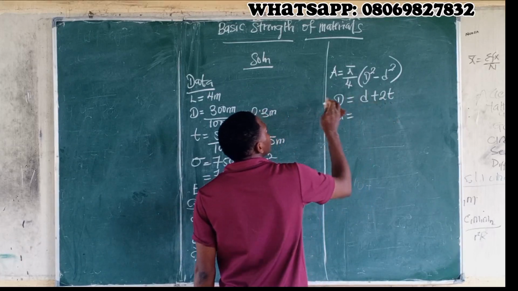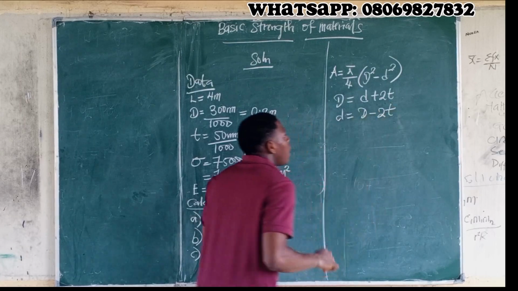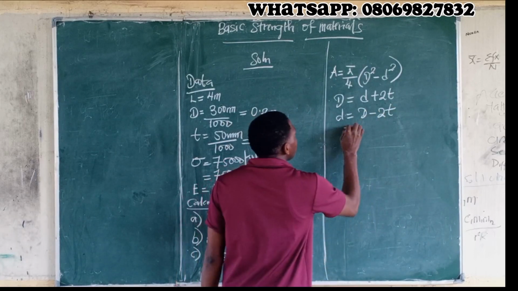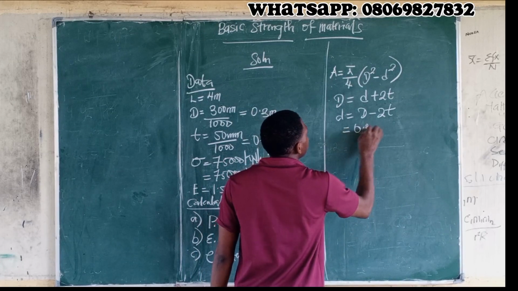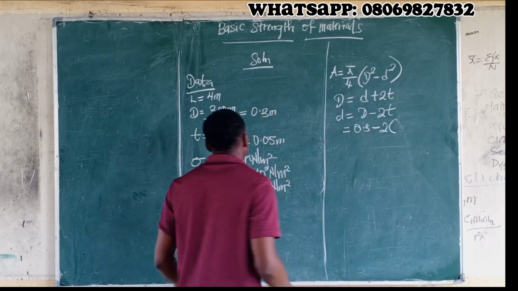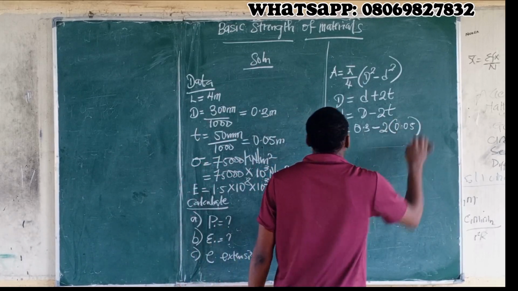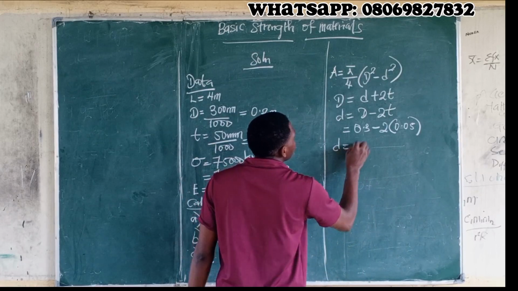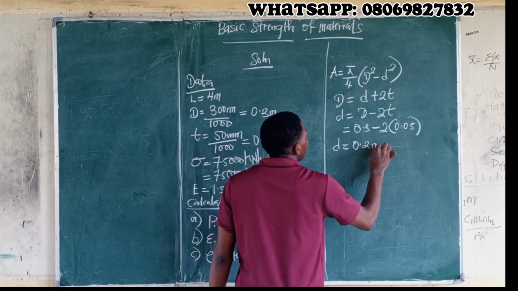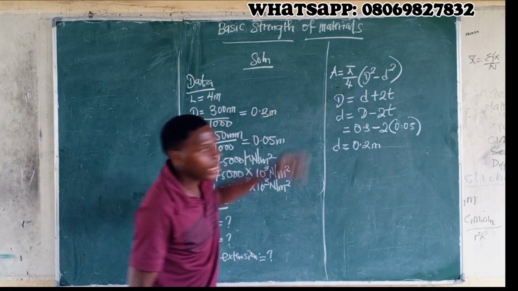So small d is equal to, we are taking this to the other side, so it will be D minus 2t. And we know our D. What's our D? 0.3 minus 2 bracket, what's our t? 0.05. So d is equal to 0.2 meter.